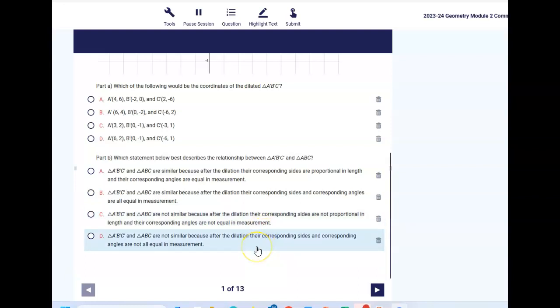And option D, triangle A', B', C' and triangle ABC are not similar because after the dilation, their corresponding sides and corresponding angles are not all equal in measurement.